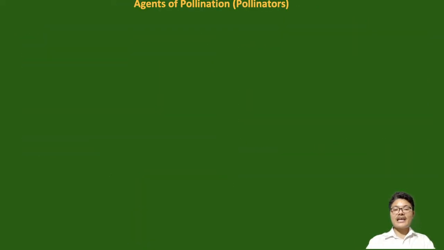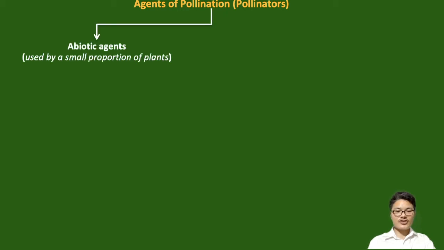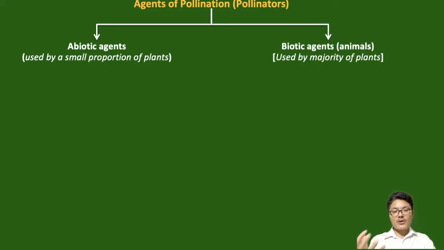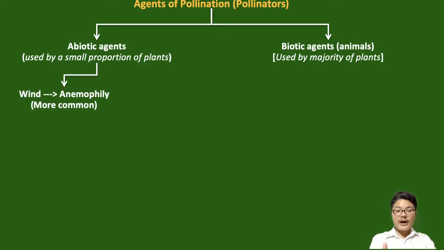Now let's look at agents of pollination, or pollinators. We have different types of pollinators in nature. It can be abiotic agents of pollination. Abiotic agents are non-living agents of pollination which are used by very few plants. Most plants usually use biotic agents of pollination, that is animals as pollinators. Now abiotic agents of pollination can be wind.